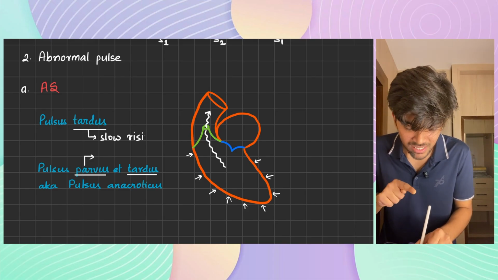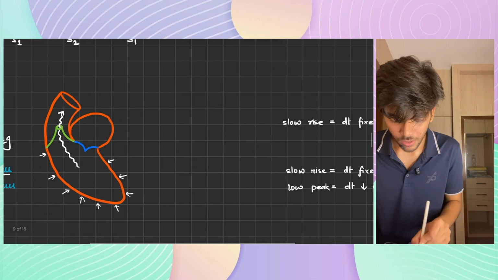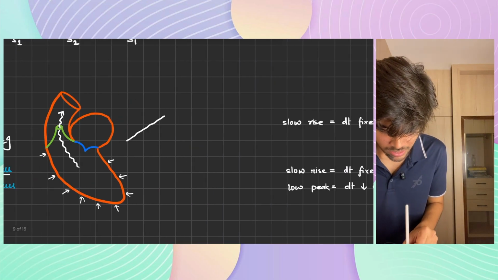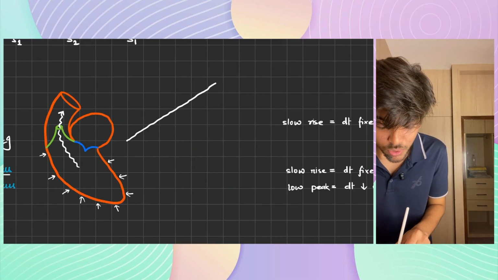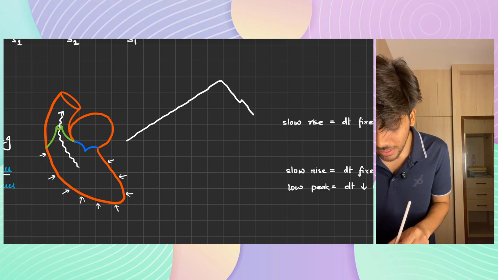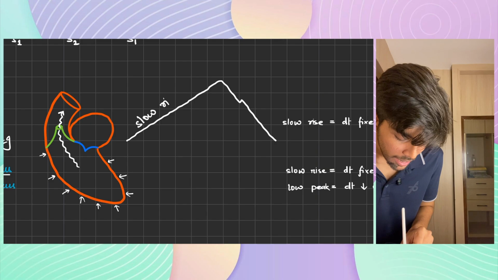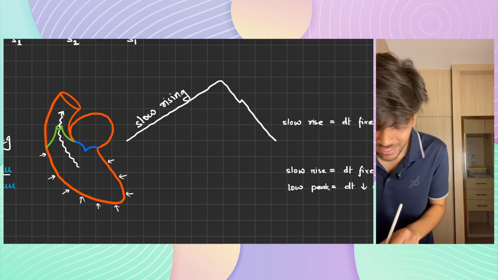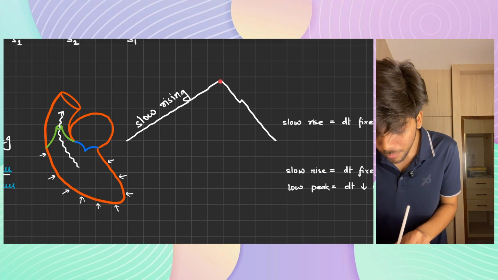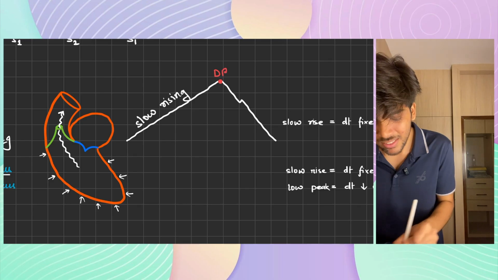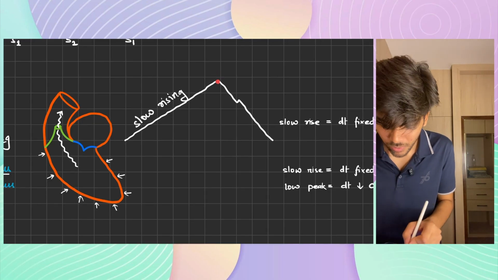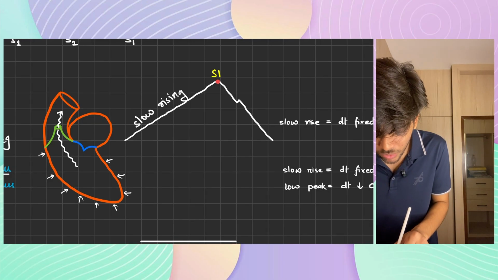That is, the pulse rises slowly. It looks something like this. So the pulse rises slowly. It eventually reaches the peak, but then the rise is slow. It's a slow rising pulse. It reaches the peak, and from your normal pulse, you must know that the peak is the systolic blood pressure. What is the peak? The peak is the systolic blood pressure.